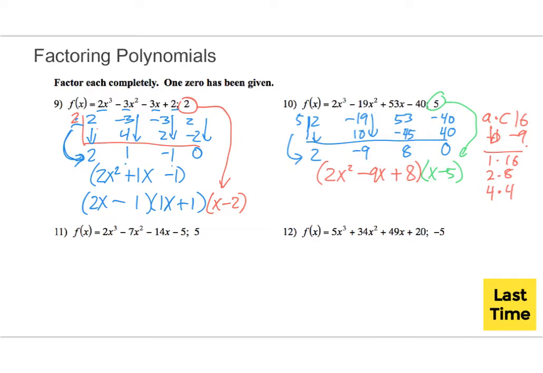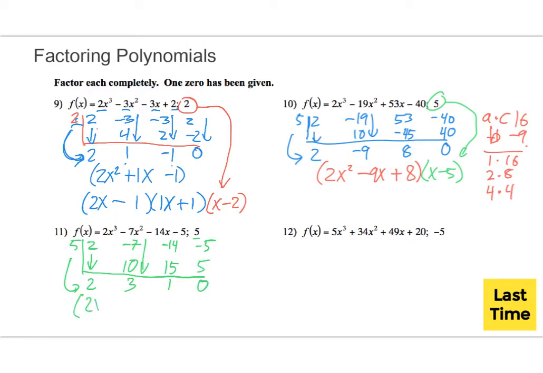For number 11, we're doing the same thing. I'm going to set up my synthetic division. That 5 goes on the outside. On the inside, we've got our coefficients, 2, -7, -14, and -5. Always bring the first number down and then multiply. 5 times 2 is 10. We add going down, that gets us 3. We multiply, that gets us 15, and then we add to get 1. We multiply. 5 times 1 is 5, and then we add to get 0.